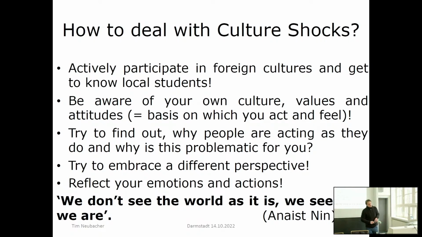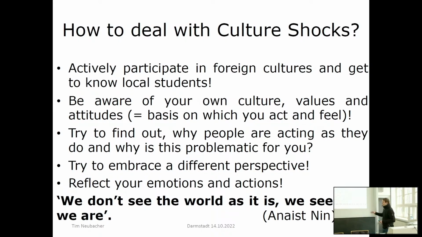So anyways, reflect your own emotions. That's also a very important part. You may have problems with a behavior, but that most likely stems from your own culture. So is it really about your own ethic, for example? Then it's completely okay to not be d'accord with it. You can still accept it if you think about it. So reflect your own emotions.